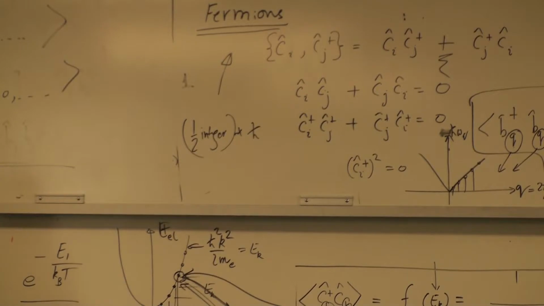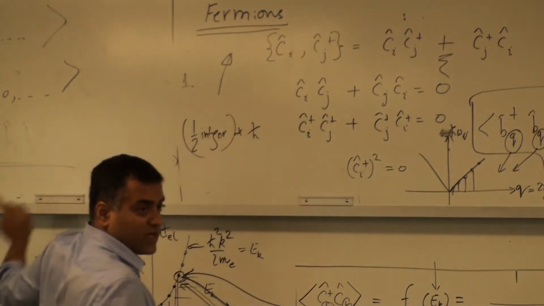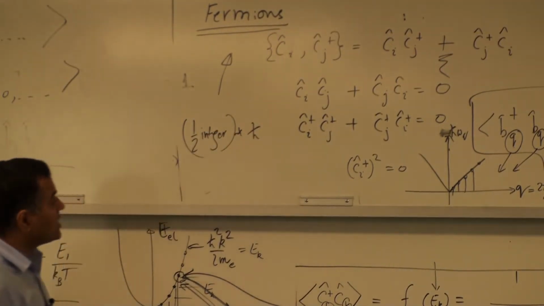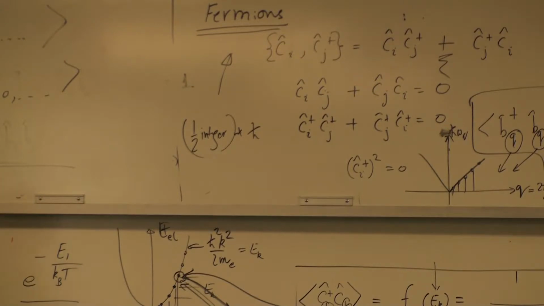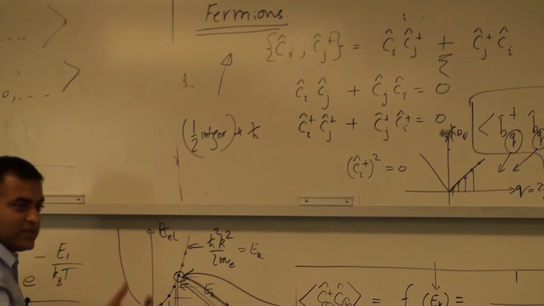Similarly, the other way is not possible, as you can see. You cannot combine two bosons to get a fermion, because they're already integer. You can't get a half integer by summing integers, but you can combine fermions to get bosons. A very good example, or you can combine two fermions with a boson to get another boson.